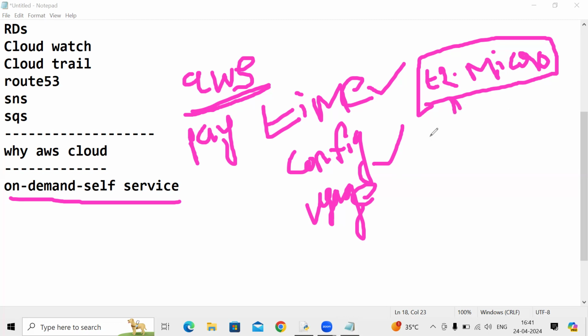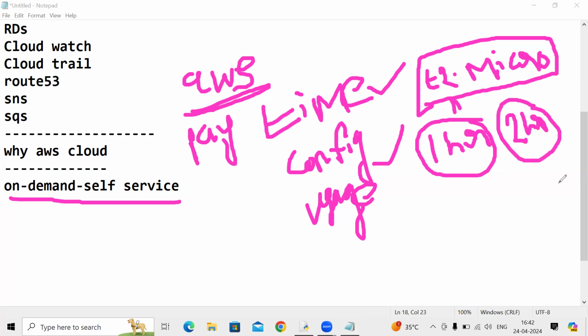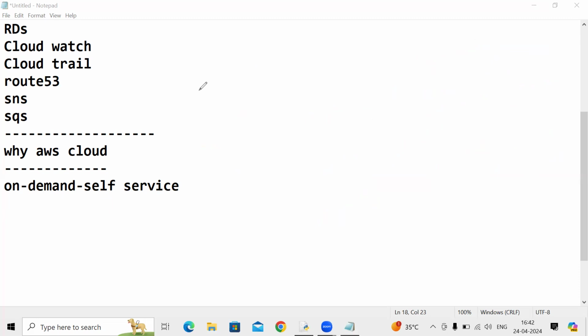Here I am using this configuration for 1 hour. If I use it for 1 hour, I have to pay only for 1 hour. If we use it for 2 hours, I have to pay only for 2 hours. For more than 2 hours, I need not pay any amount to AWS. Based on how much you use, only that much you have to pay. That comes under on-demand self-service. That is one advantage of cloud.